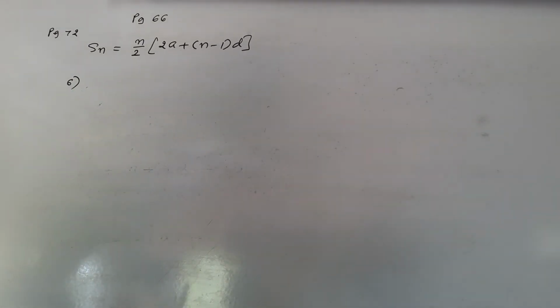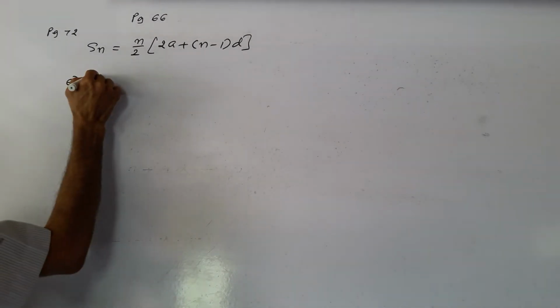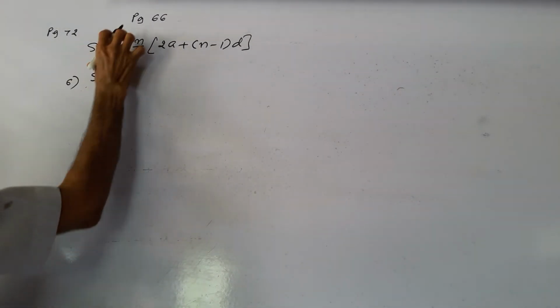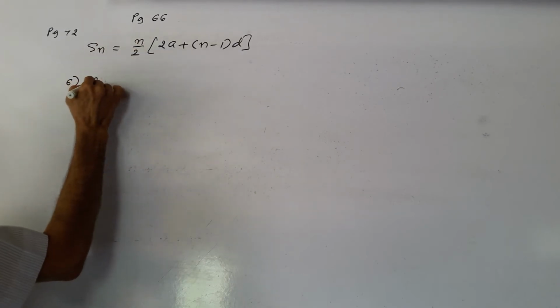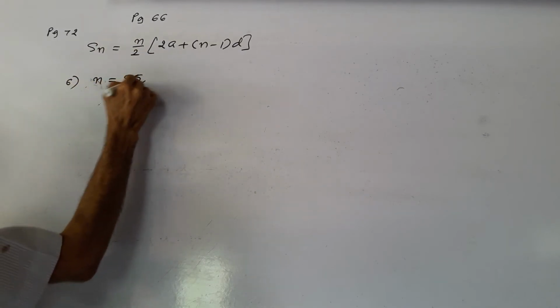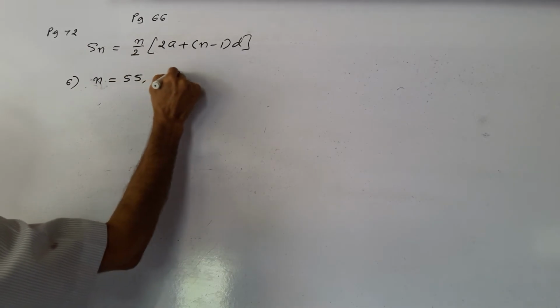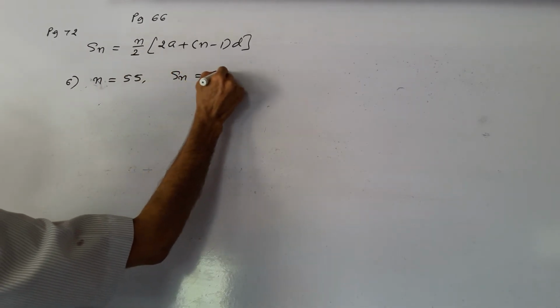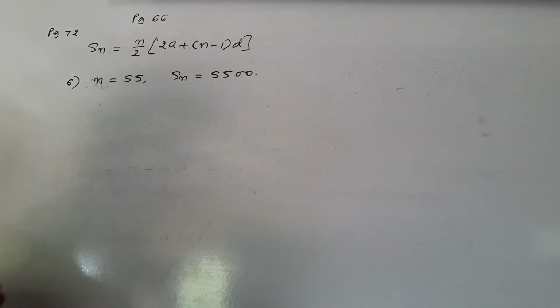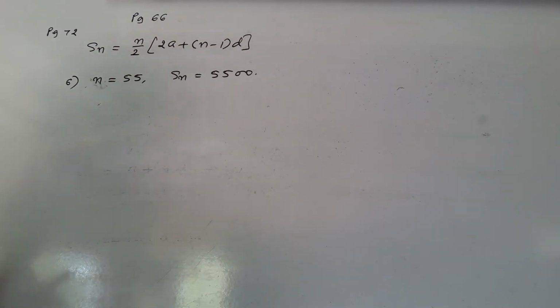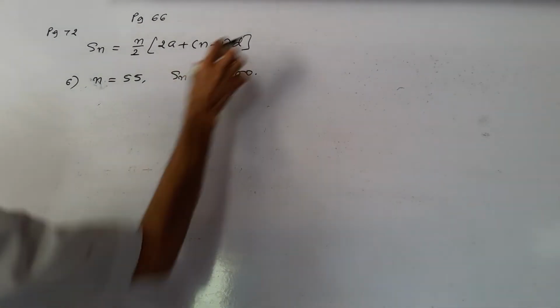The sum of 55 terms in an AP is 3300. So here it is given n equal to 55, and the sum is given, so Sn is equal to 3300. Now see, here they have given 3300.